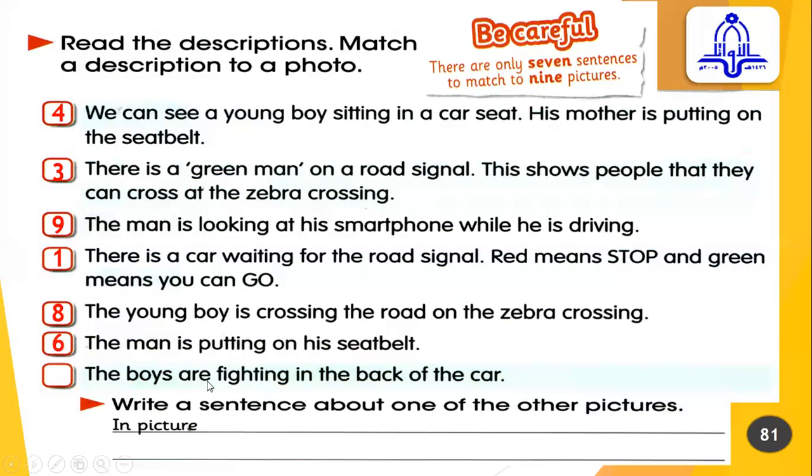And finally, the boys are fighting in the back of the car. The boys, الأولاد, الولدان يعني الأولاد, طبعا هون جمع, فأخذنا معها are وليس is, fighting, fight يتشاجر, ضفنا ing للفعل لأن عندي present continuous. So the boys are fighting, الأولاد يتشاجرون, in the back of the car, في مؤخرة السيارة أو خلف السيارة, يعني في الجانب الخلفي من السيارة, back means خلف, and this refers to picture 7, وهذا يشير إلى الصورة رقم 7. Now still we have two photos, and this one can be picture 2 and 5.